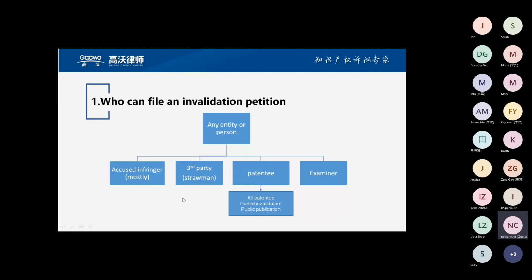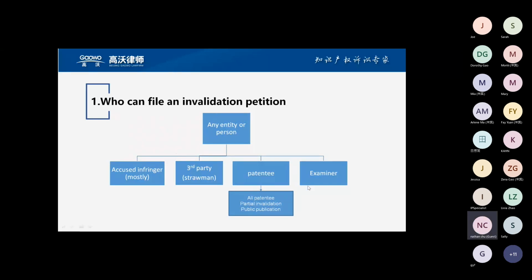In most cases, the petitioner should be the accused infringer. That is the person who was accused by the patentee. So in most cases, the petitioner is a potential infringer. In some cases, the infringer doesn't want the patentee to know who filed the invalidation request. The infringer can have a third party file the invalidation request. The third party could be a straw man, but you cannot file an invalidation request anonymously.